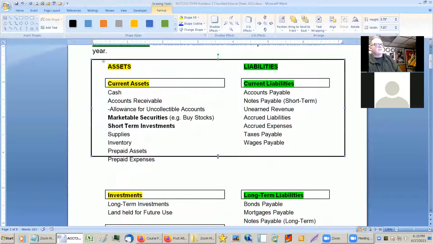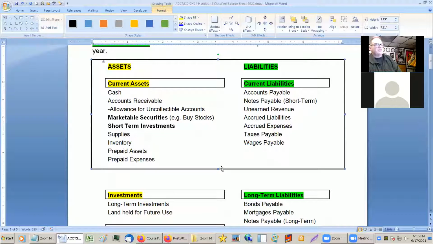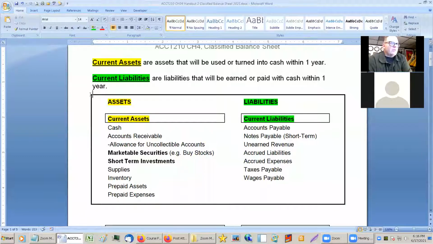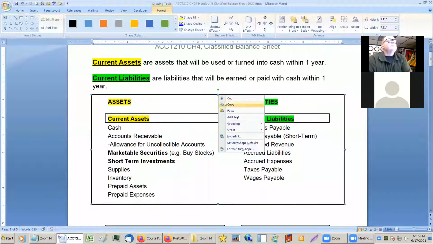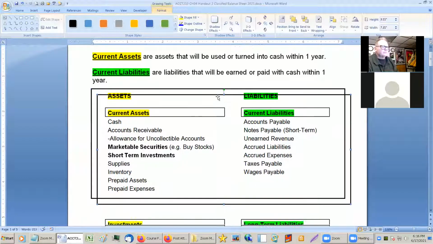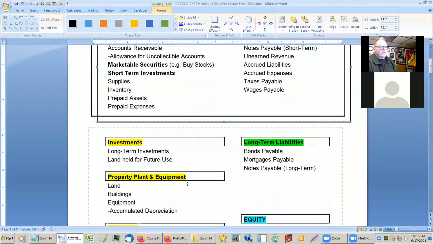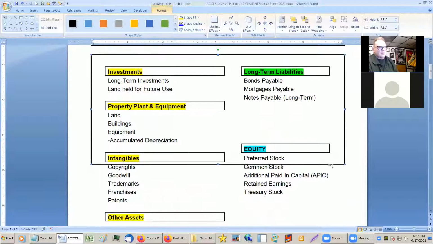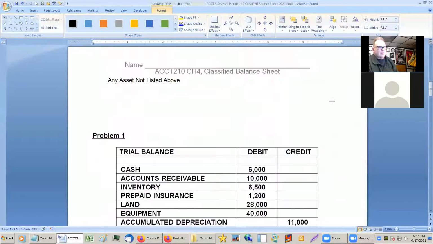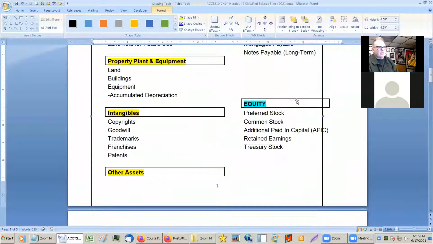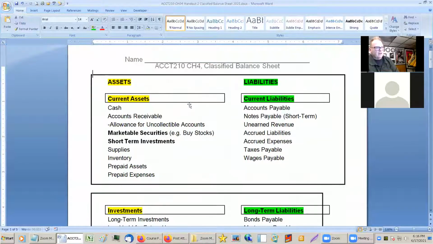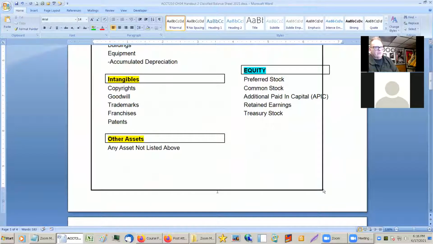Okay, so these are all things that are short term. They're within 1 year. So current assets and current liabilities are all within 1 year. As you may have guessed already, that means that these are things I can't format. I'll just delete it. Okay. Here we go.